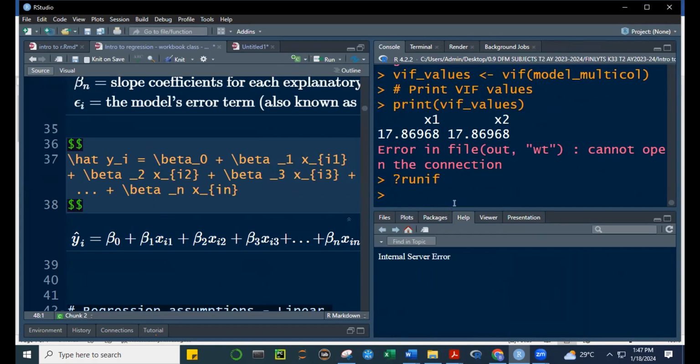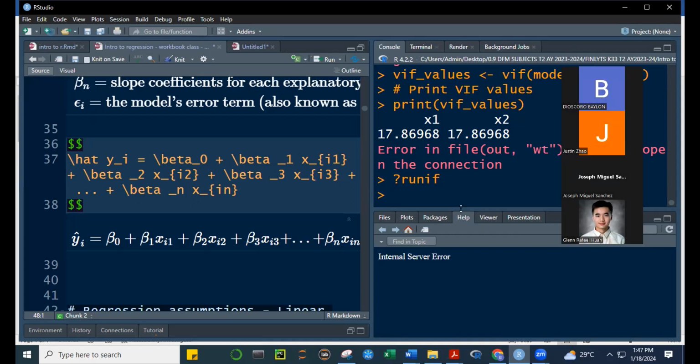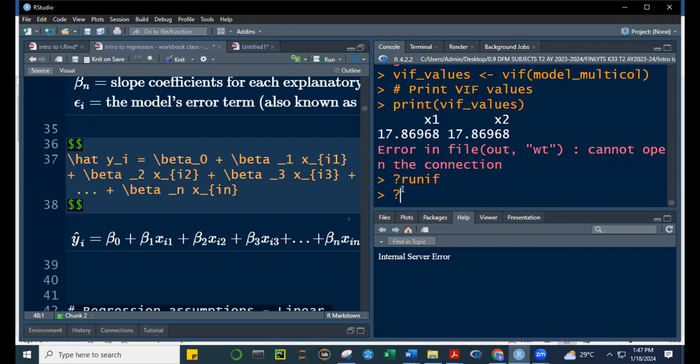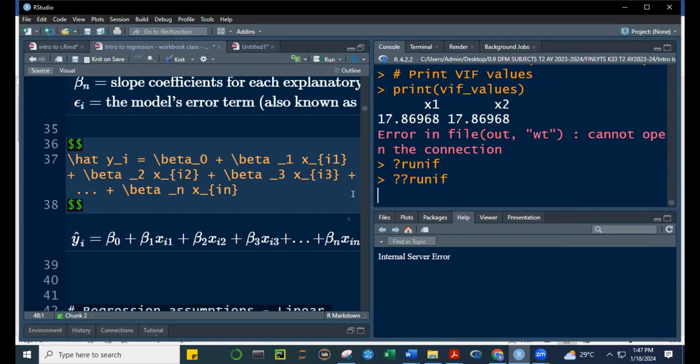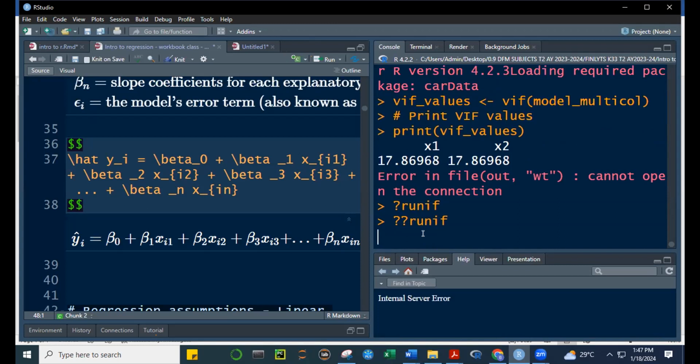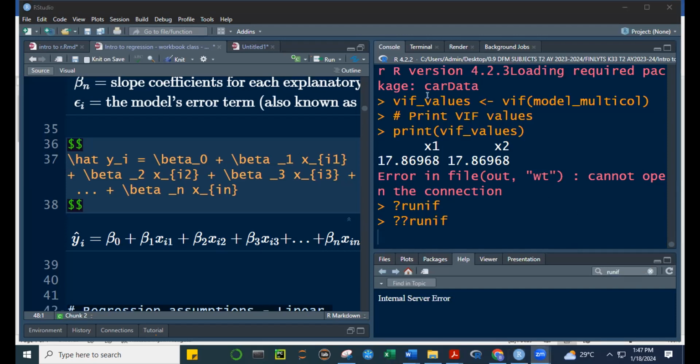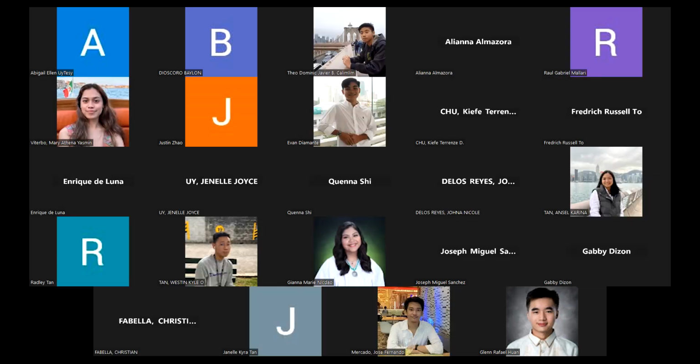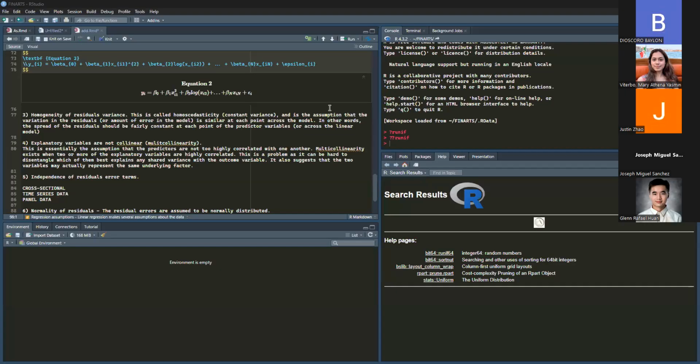I'm getting an internal server error. Let me try again. It's a package, though. In your case, were you able to generate it, class? Did the help for runif show up? I'll type it here too. I'm getting an internal server error, sorry class. Raul, a favor please, I'll stop sharing. Can you kindly share your screen so I can briefly discuss the runif function? Okay, thank you.